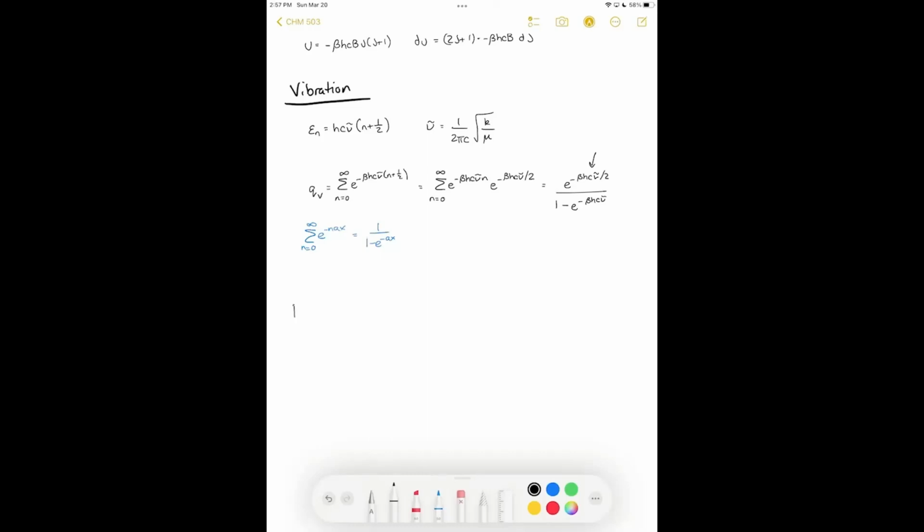Well, the probability of that bond occupying a certain energy level is simply equal to e to the minus beta hc nu (n plus 1/2) divided by q. So if we use the q that we have above, what we end up with is e to the minus beta hc nu (n plus 1/2), and then we'll divide this by q, and q is e to the minus beta hc nu over 2 divided by 1 minus e to the minus beta hc nu.